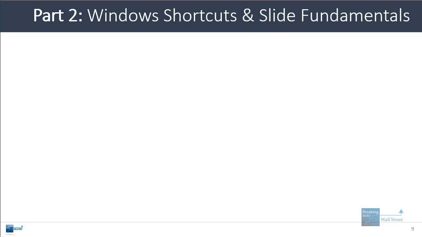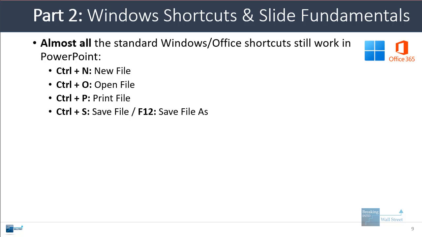Let's now go into part 2 and talk about Windows shortcuts and slide fundamentals. All the standard Windows and Office shortcuts that you should already know if you use a PC computer also work in PowerPoint. So Control-N for opening a new file, Control-O, Control-P for printing a file, Control-S for saving a file, F12 for saving a file as something.